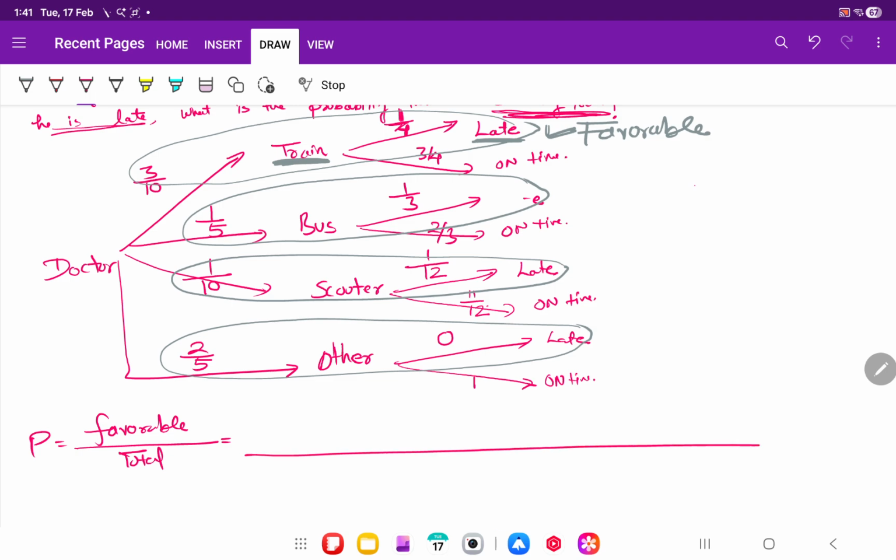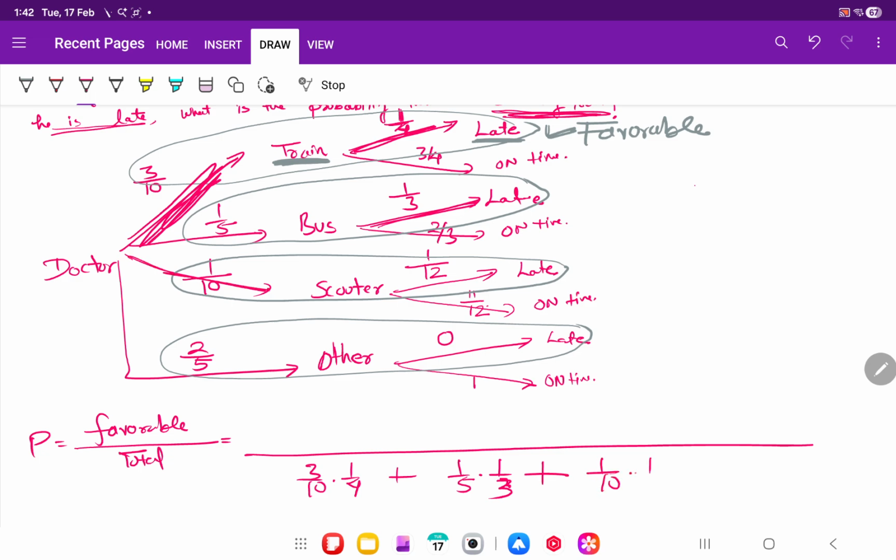So what are the total possibilities? 3 by 10 and late, 3 by 10 because he came by train and late. Then he came by bus and late, which is 1 by 5 and late, 1 by 3, plus came by scooter and late, so 1 by 10 and 1 by 12.